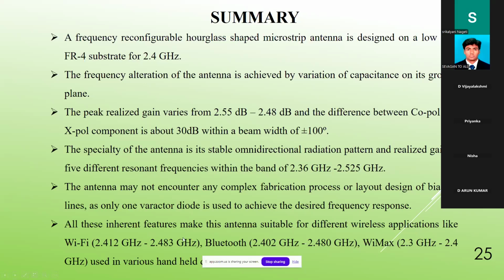So at the end, it is there. We can consider Wi-Fi application 2.412 to 2.483 gigahertz. This band will give you Wi-Fi applications. 2.402 gigahertz to 2.48 gigahertz will give you Bluetooth application, and 2.33 gigahertz to 2.4 gigahertz will give you WiMAX application.